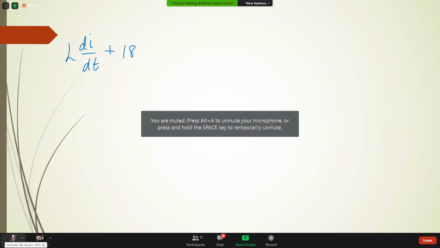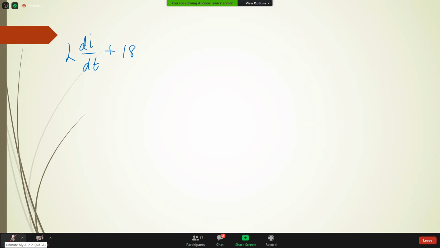All right? So we know that at the time I close the switch, there's no voltage across the resistor because the current is 0. I know that L di/dt is the voltage across the inductor because the inductor will always have a voltage given by the inductance times the rate of change of current. Yes? And I know that the capacitor was initially charged up to 18 volts. So we have L di/dt plus 18 is equal to 20.